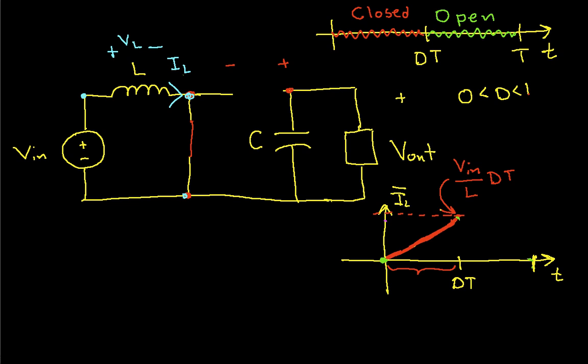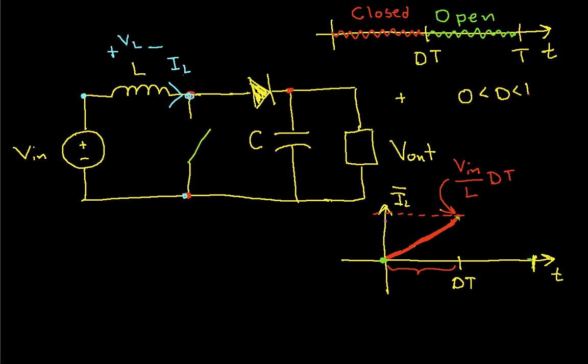And in order to do that, we'll tidy up a bit and then we will put our diode back in, because when the switch is open, we'll discover that our diode is forward biased, and so things change. So let's open up the switch. There you have it. The switch is now open.